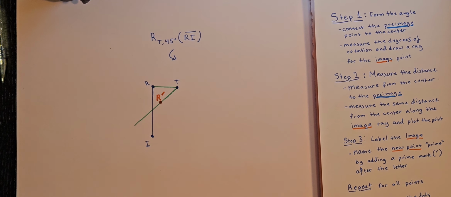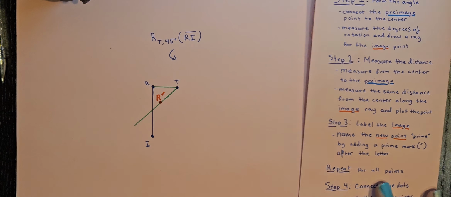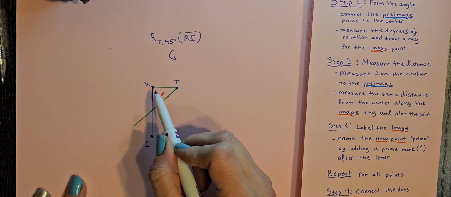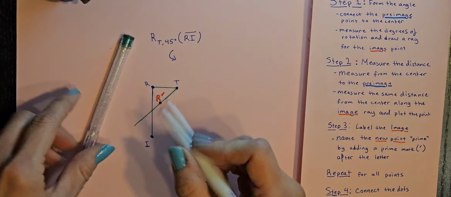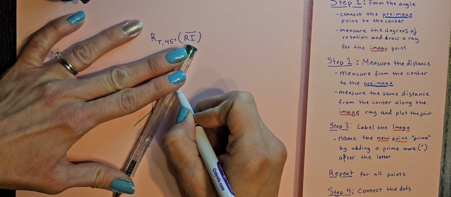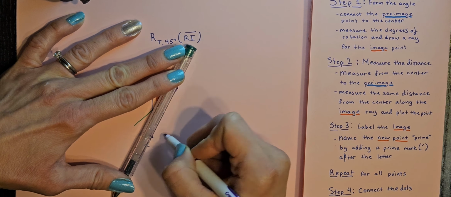Now we're going to do the same thing with the other point. We're just going to repeat those steps. So we're going to go back up to step 1. We're going to connect point I and point T. Then we're going to measure. Remember, if you're using a protractor like this, you want to make sure that the actual center of the protractor is on the edge of your paper. And then we're going to measure our 45-degree angle again.